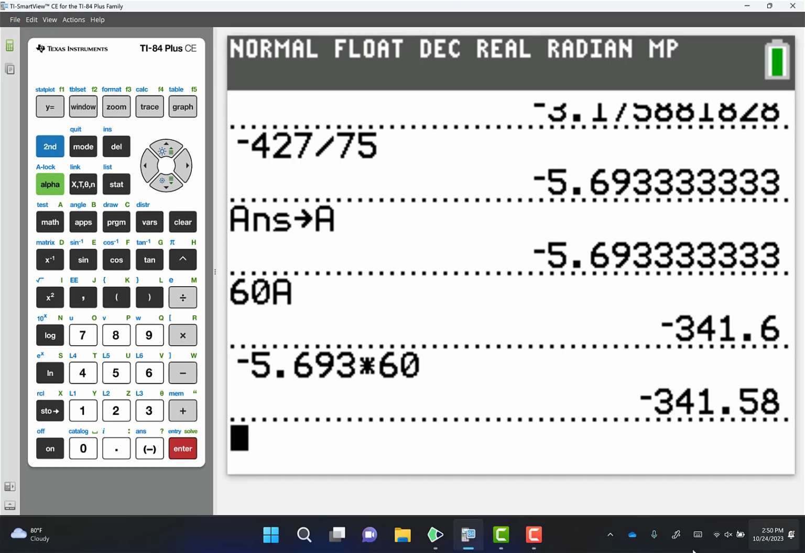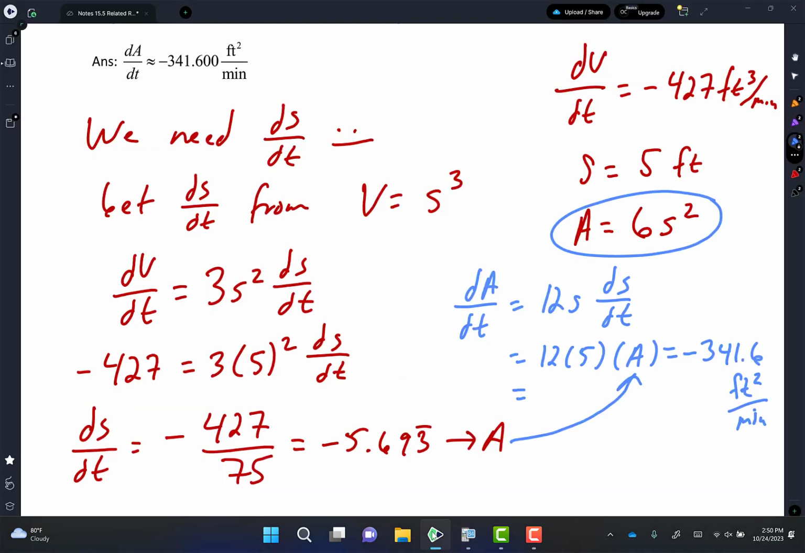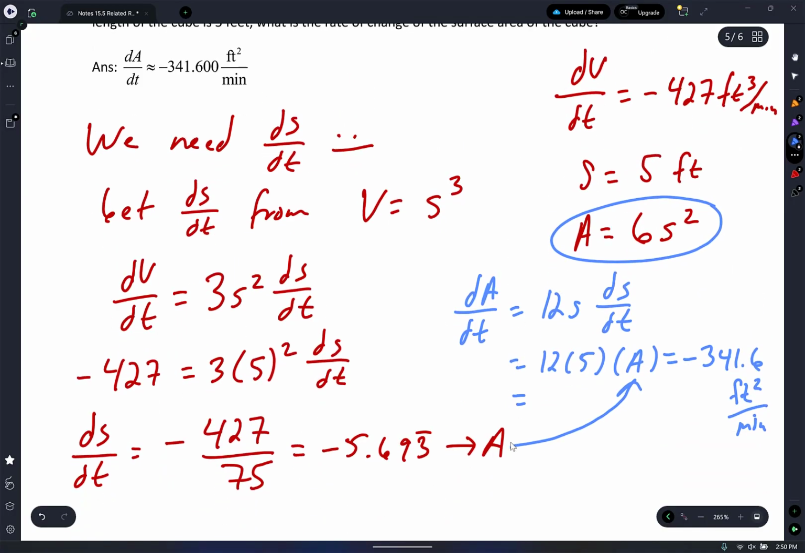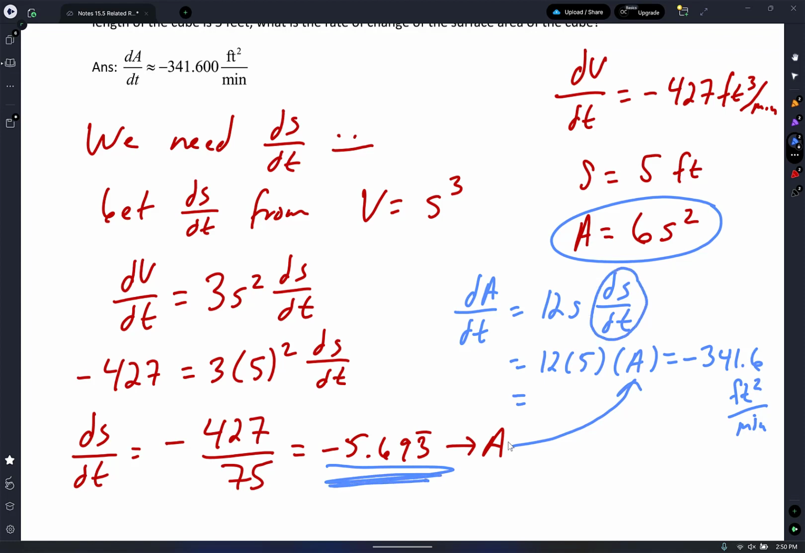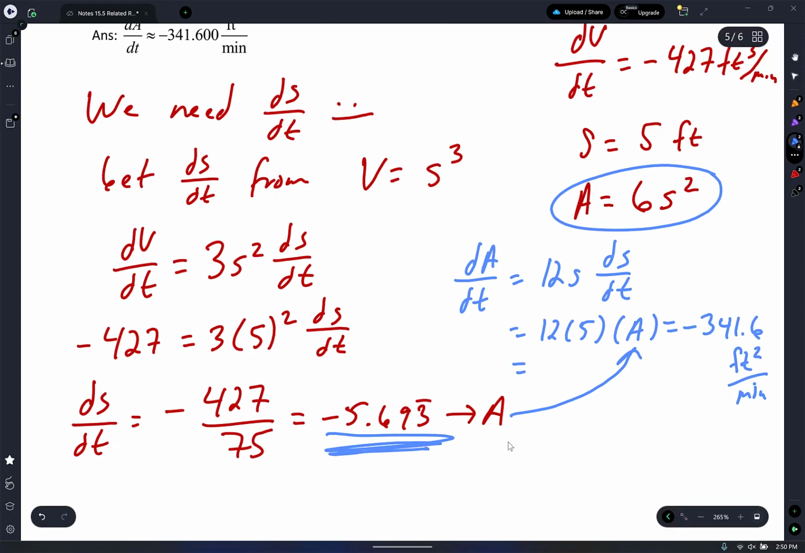Where does that A fit in? It doesn't. Like, I just made it up. I just went down the alphabet into A. Well, this is ds/dt. Okay, this is ds/dt. So I'm plugging it into ds/dt. So 12 times 5 times A, which is ds/dt. You know what I mean? Okay. How do we feel, guys?